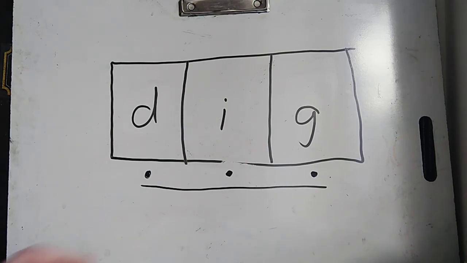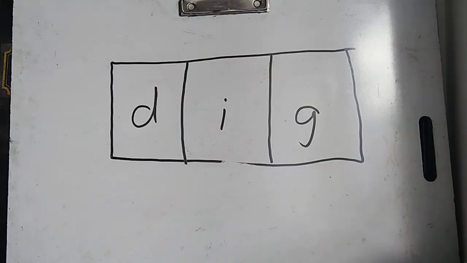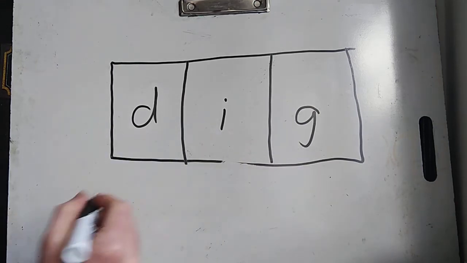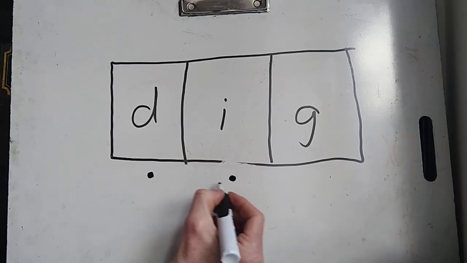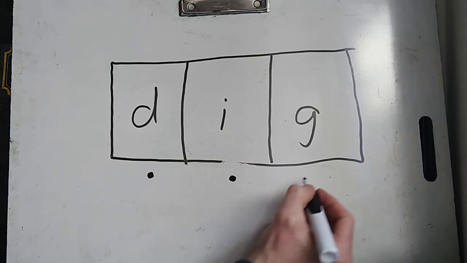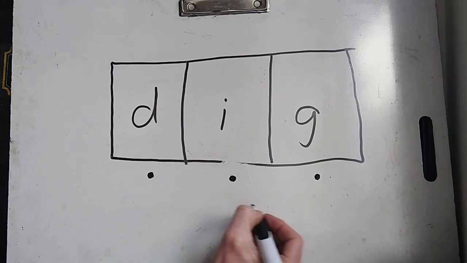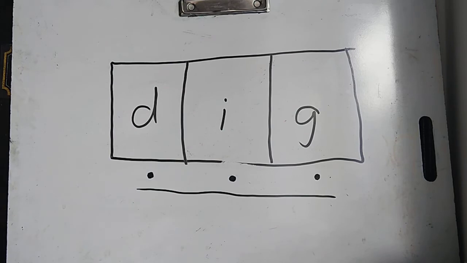All right. Now, I'm going to erase this. We're going to read this one more time. Okay, remember, we're going to start with the sounds. D, I, G. All right, so we know all the sounds. Now we're going to put the first two together. D, I. All right. Now we need to put the third one on here. G. Dig. Dig is our word.